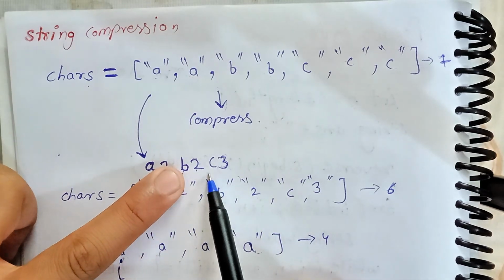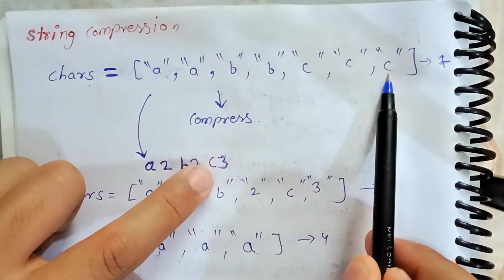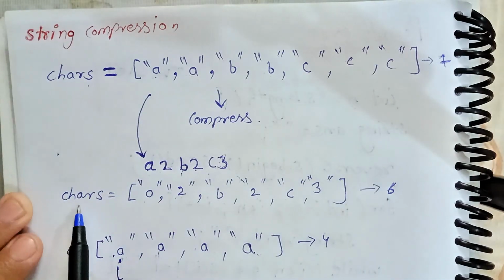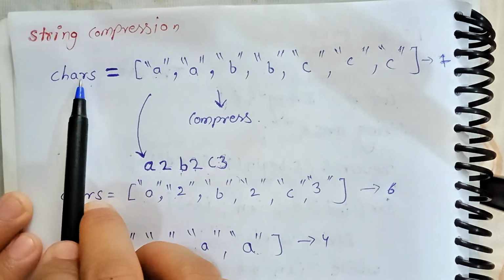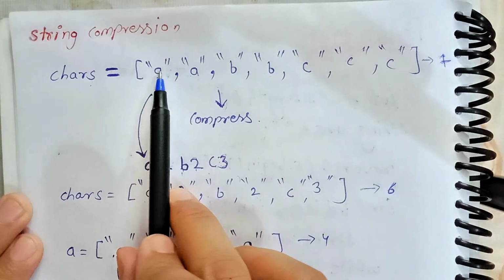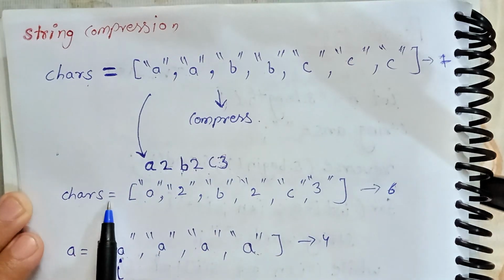Then we will move forward to C. We will count the value: 1, 2, 3. 3 times C is here, so we write 3 over here. So we write these values inside the character array itself only. We will delete this part and insert this part inside this. So here is the character array.